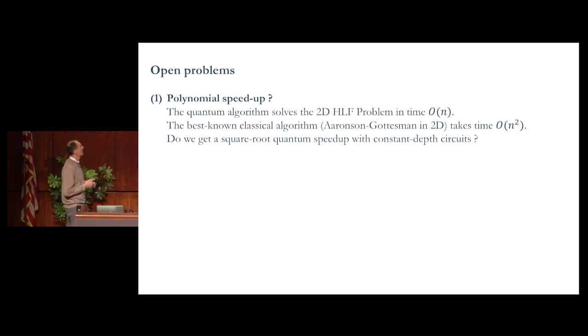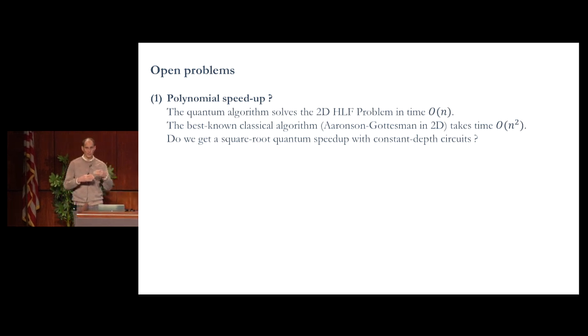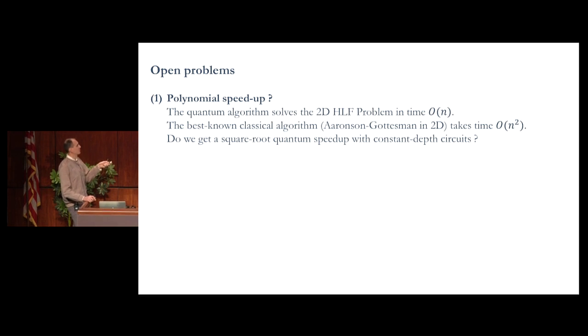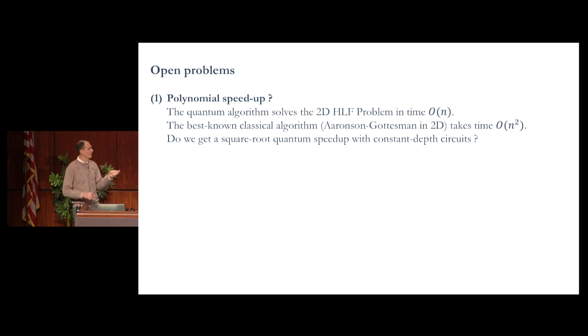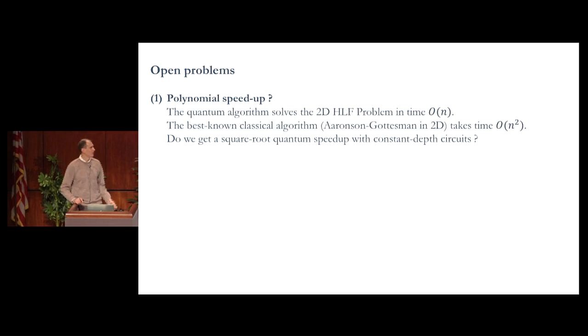I want to conclude with some open problems. As I mentioned, we know that this HLF problem has a polynomial time classical algorithm. One way to get such an algorithm is just to classically simulate a quantum circuit that solves the problem. The quantum circuit uses only Clifford gates, and we can simulate it using, say, the Aaronson-Gottesman algorithm. Using the fact that all gates are nearest neighbors on a grid, you can do this simulation in time n squared. On the other hand, the quantum circuit has constant depth, so it runs in time linear in n. And we conjecture that n squared is actually the best classical algorithm that we know. So it's possible that we actually have a square root quantum speedup for this problem.